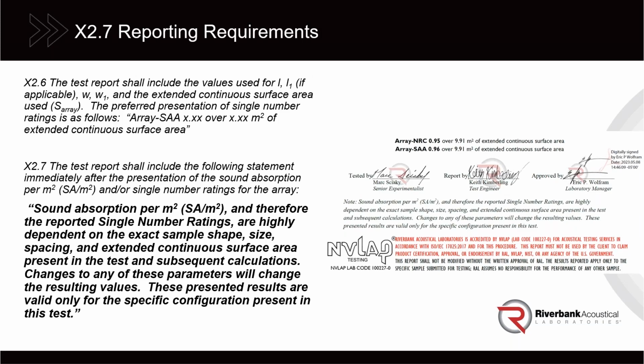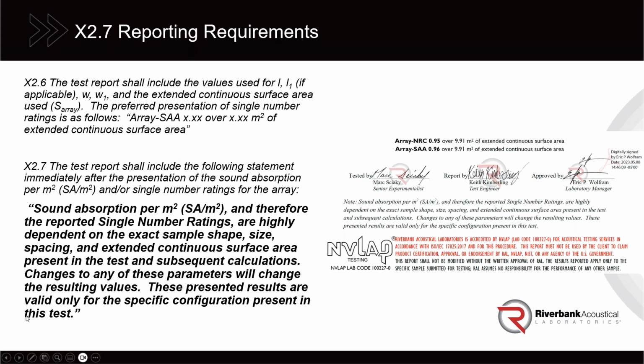There are other reporting requirements. So ASTM is requiring that the area used in that calculation has to be reported alongside. So you would have an Array-NRC of 0.95 over 9.91 meters squared of extended continuous surface area in our example. There are other little things too, like just defining requirements for reporting, spacing, and object sizes, fleshing that out a little bit better than it had been defined in the past.